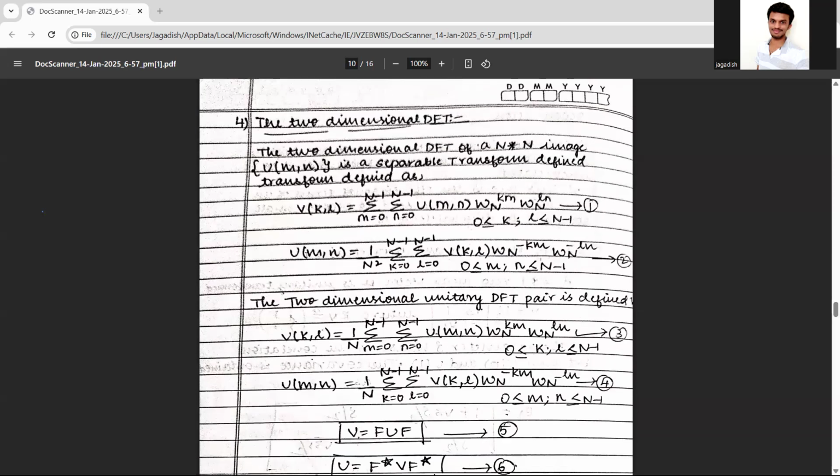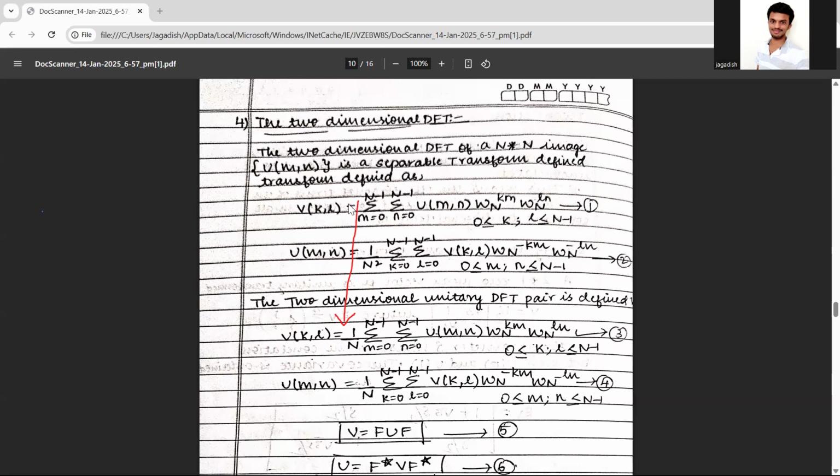So the two-dimensional unitary discrete Fourier transform pair is defined as follows. Next, this will be your third equation. So it will be 1 by n into summation m equal to 0 to n minus 1, u of m comma n, W_N to the power km, W_N to the power ln. See, if you learn first equation, your third equation becomes easy. Just you are supposed to write 1 by n extra, that's it. Are you finding the trick here? If you learn your first equation, your third equation is nothing but 1 by n you are supposed to write. Okay, students?